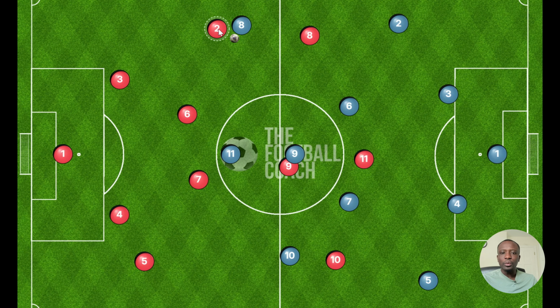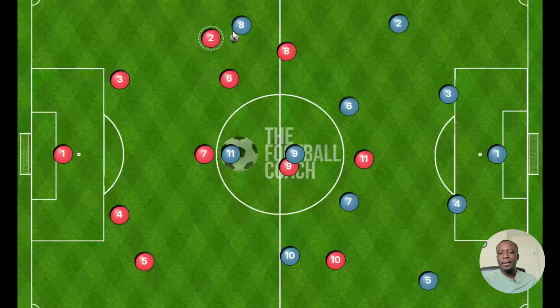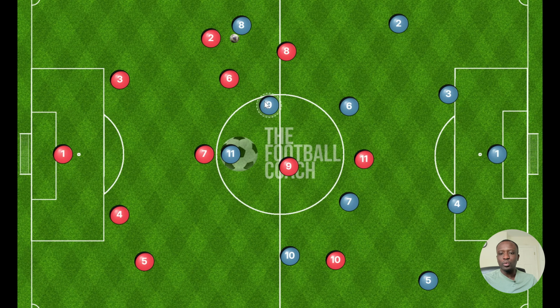Okay, so if this guy steps up, what Spain did perfectly was this guy was always there to support. Obviously this guy tries to track back as well, right, and they always put this triangle to close you down, right, and this was happening a lot through the game.